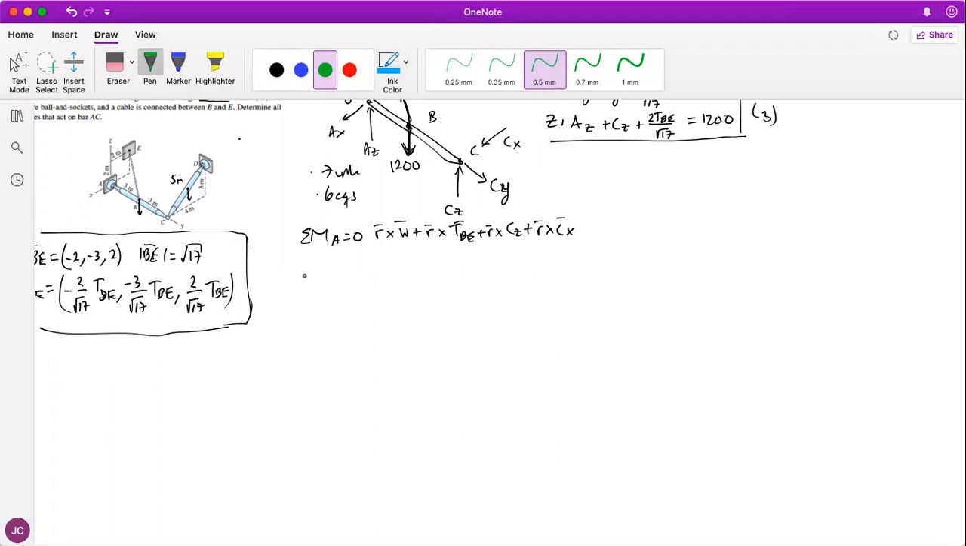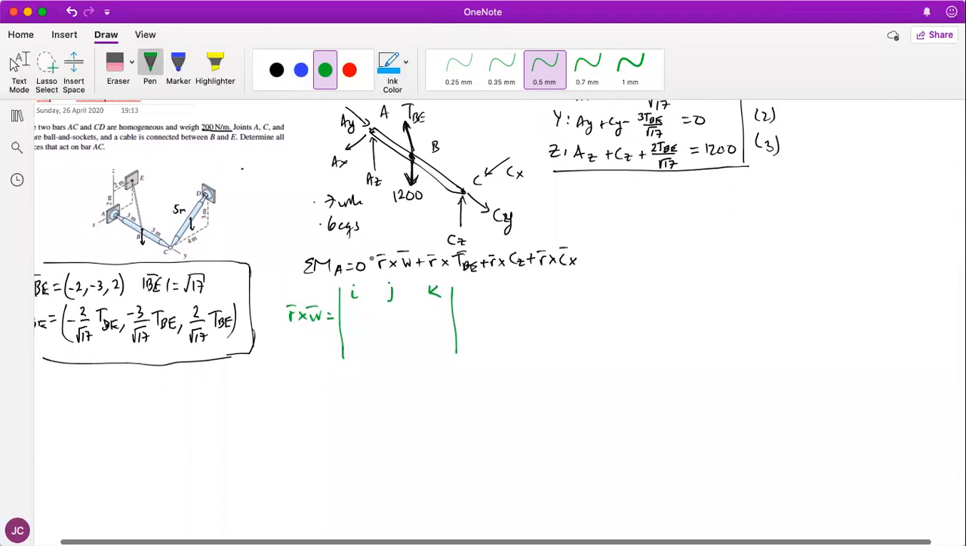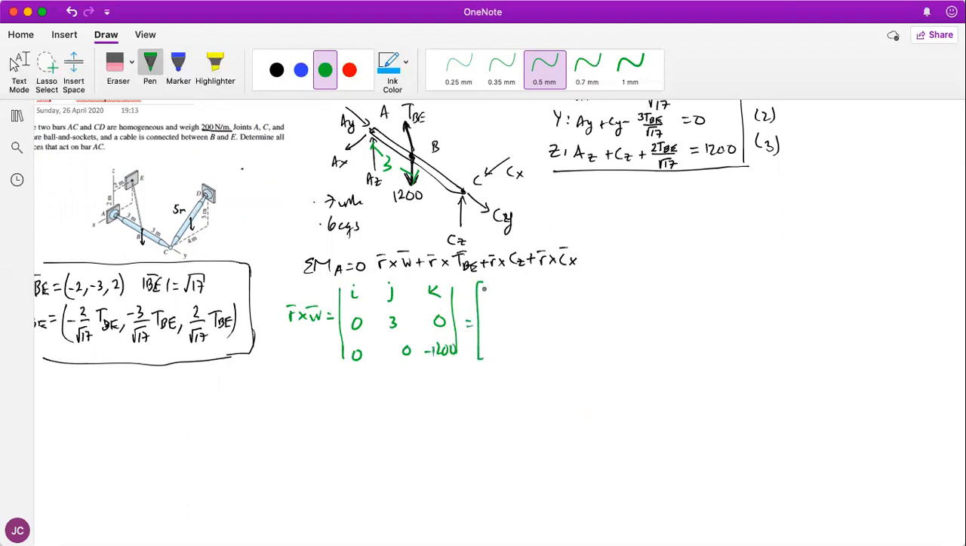So what I'm going to have over here is R cross W. If I put R cross W, with I and J and K, let me try to put the numbers that I put over there, and hopefully we are on the right track. How much should I walk? I need to walk 0, 3, and 0, because the distance from here to there is 3. And this is 0, 0, minus 1200, okay? If I do that, I will have -3600, 0. This is the first one.